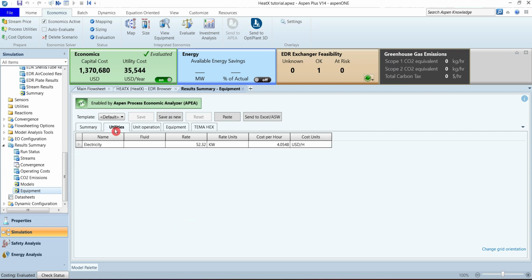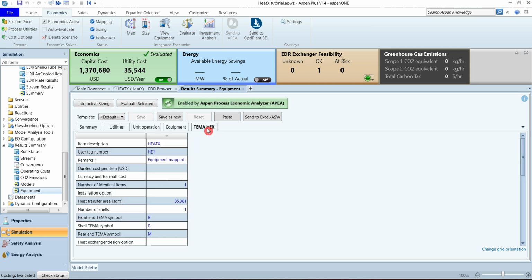For the utilities, since we have not defined any specific utility in this case, but this utility is related to the cooling water, and the flow rate is given, and the cost per hour is also given. For the unit operation, you can see the details. These are similar numbers as the summary, but in a more expanded view. Information related to equipment and information related to the TEMA heat exchanger as well.